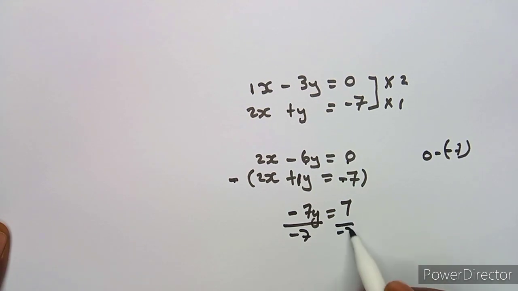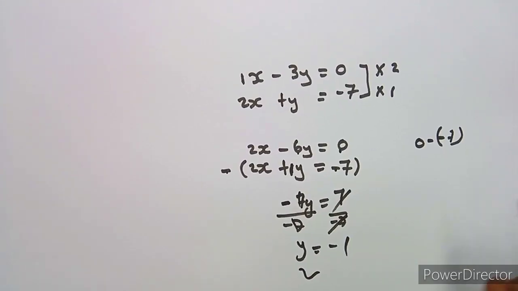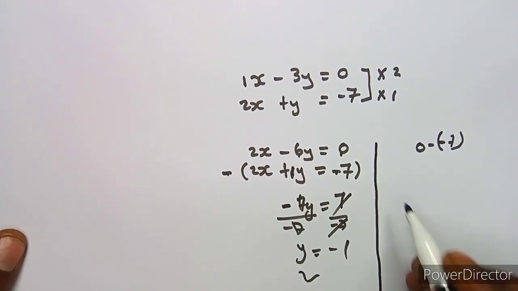Divide by minus 7 on both sides, so as we can see, y is going to give us minus 1. So we have got the value of y, which is minus 1. You can substitute into any of these equations to find the value of x.